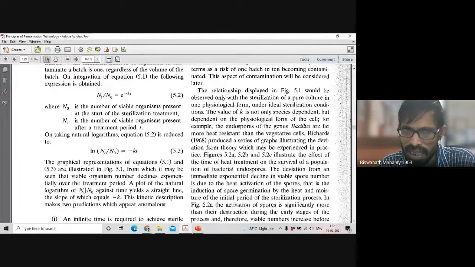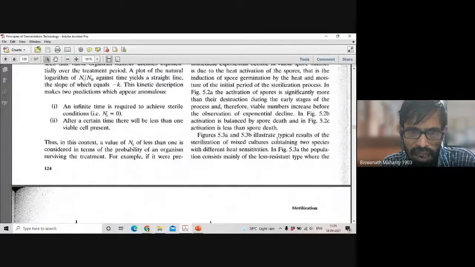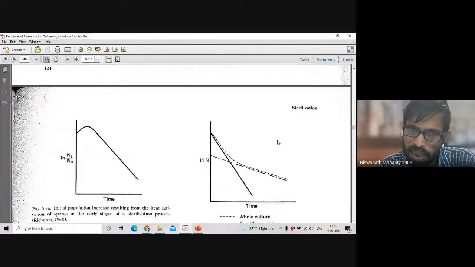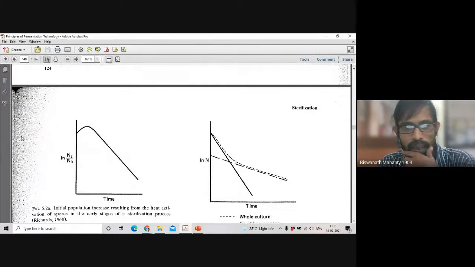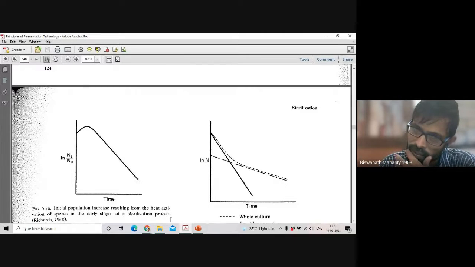So this process, ln Nt by N0 equal to minus Kt, is really a kinetic description. You can understand it in any situation. I will show you some graphs. First of all, if I do a plot of ln Nt by N0, I may find that it is actually increasing and then falling. Why does it happen? Why do you think this is happening?